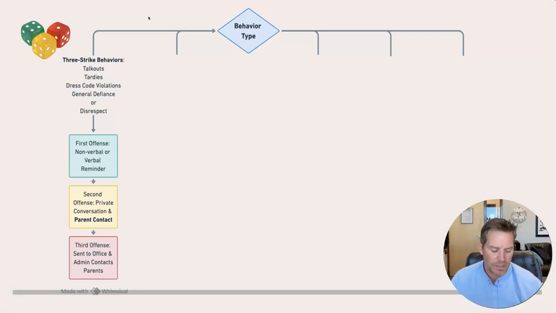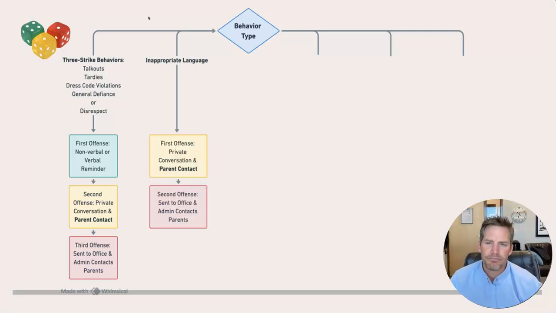So those are the three strike behaviors. Other behaviors are more serious, and inappropriate language is a good example of what you might think of as a two-strike behavior, or a one warning behavior before an office referral. If they're using garden variety foul language, that might be skip right to that private conversation and parent contact step. And then if they continue to use that foul language, then send them to the office and let us handle it.